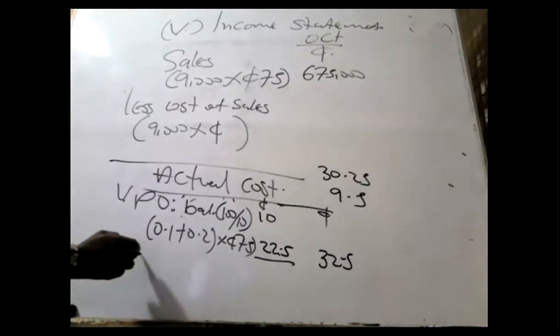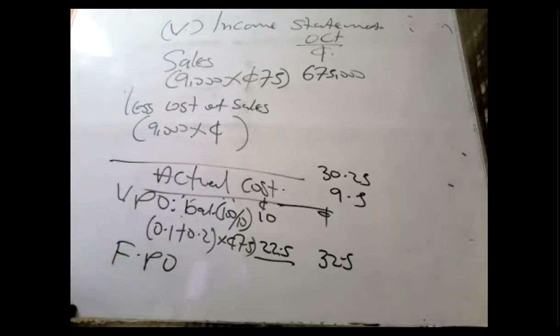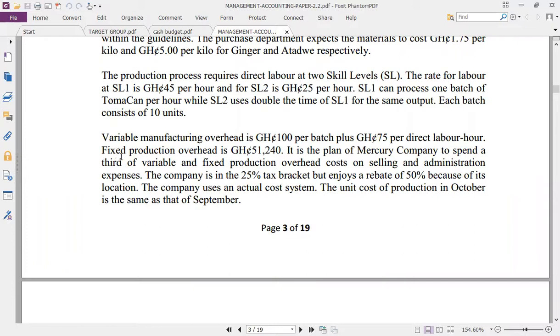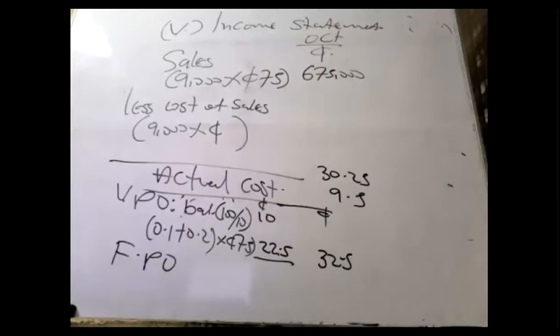Now, let's go to the fixed production overhead. Let's go to the question. For the fixed production overhead, I say that it is 51,250. It is the plan of the company to spend a desirable amount. Now we need to use the production level. The fixed production overhead needs to be absorbed using the production level. So if the production is 9,150, to calculate the overhead absorption rate, this is the budgeted overhead, and the activity level is 9,150. So we should not forget about that.